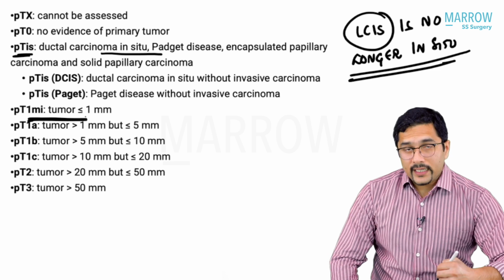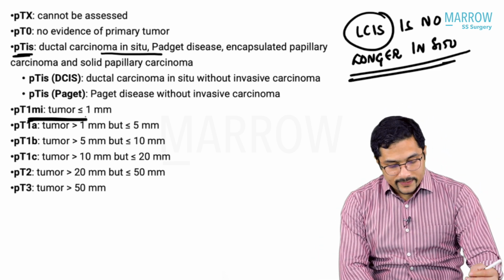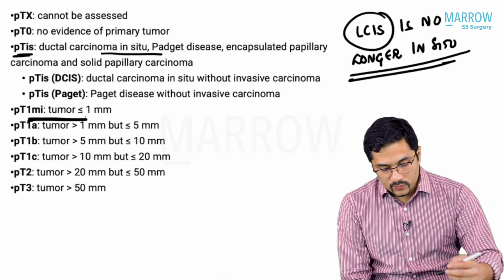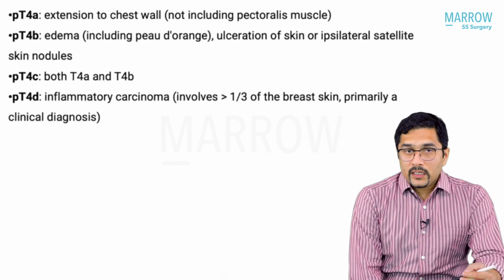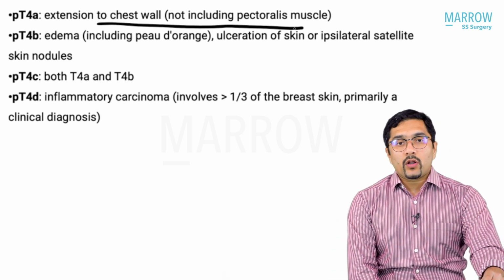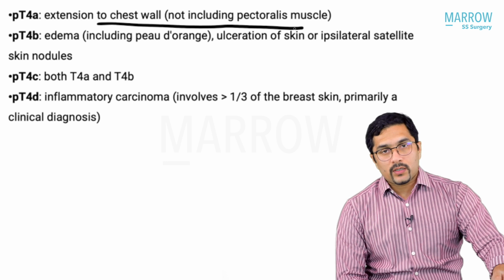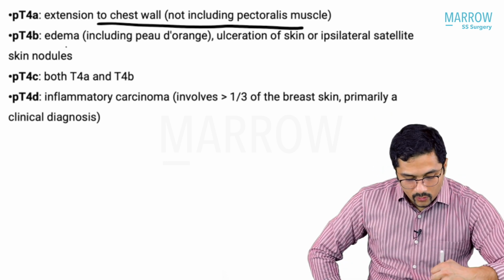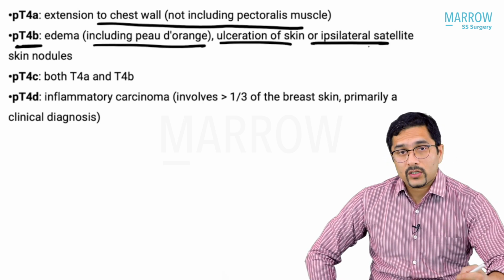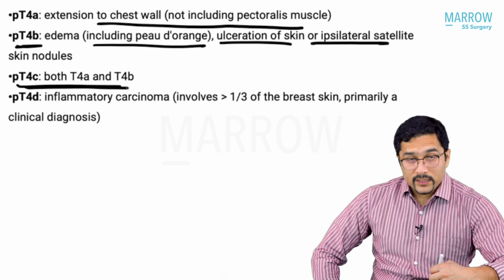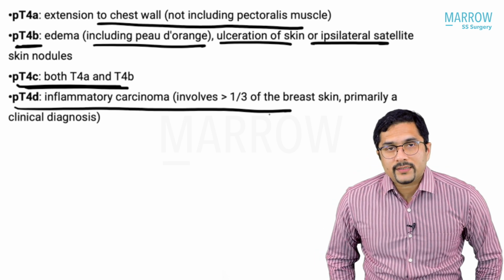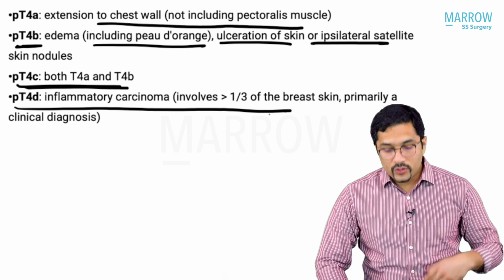T1 microscopic is again an important definition, less than or equal to 1 millimeter. T1, I have already told you, is up to 2 centimeters, T2 is 2 to 5, T3 is more than 5. T4A is involvement of chest wall, and pectoralis muscle involvement is not considered as chest wall involvement. T4B is skin involvement, which includes peau d'orange, ulceration or satellite nodules. T4C is A plus B, and T4D is inflammatory carcinoma, where more than 1/3 of the breast skin is involved with peau d'orange.